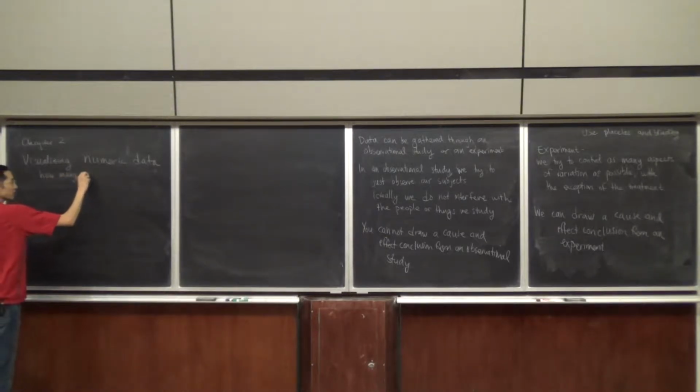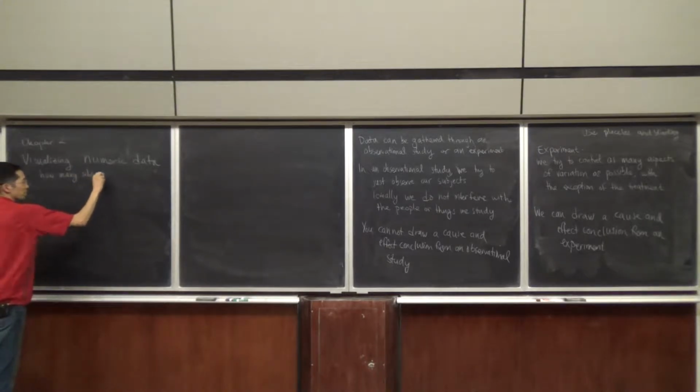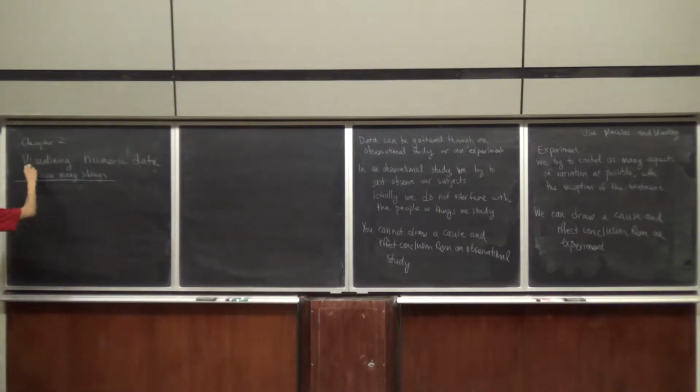Okay, so how many siblings? And maybe in a traditional data set, we would say case 1, case 2, or this person's name, that person's name. But in this case, we're just going for one variable, how many siblings, so just call out that number, and now we'll write this down here.